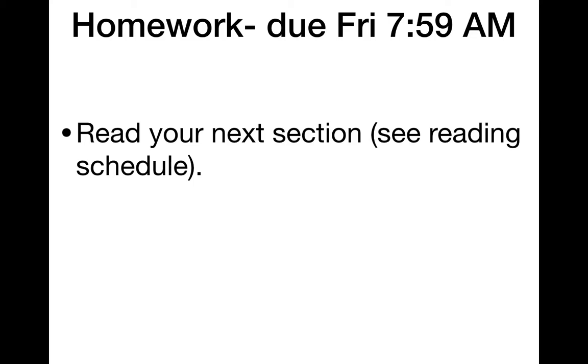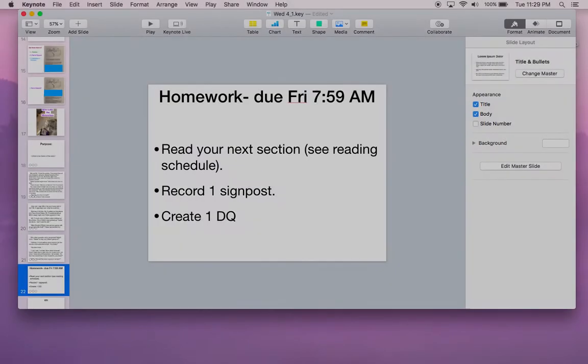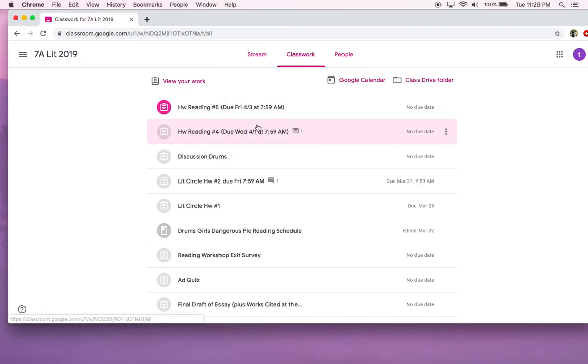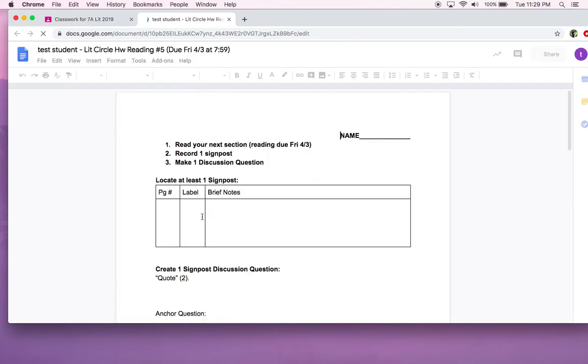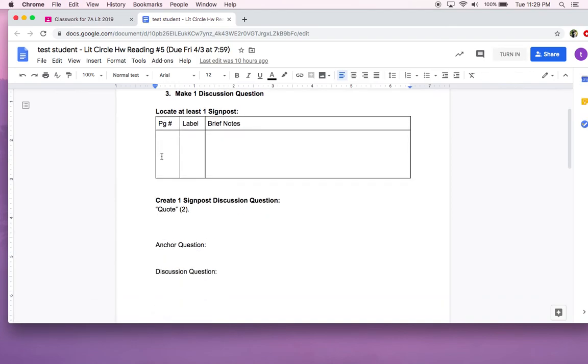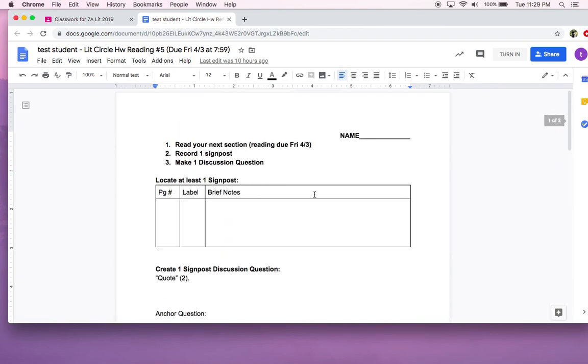All right, my friends, I want to sign off now so that way you guys can work on your homework. I want to give you plenty of time to read and to record signposts. So due Friday is to read your next section and to record one signpost and to create one discussion question. I'll show you that really quick. If you are on the class page, it's posted here on the stream. It's also on classwork. Homework number 5, it's due Friday. You click on the assignment, and all you're going to do is record at least one signpost. Obviously, if you record more, that would be awesome, and you get extra credit for doing that. And then create a discussion question, just like always. Anchor questions are down here. Please hit turn in when you're done. All right. Try to turn that in before Friday.